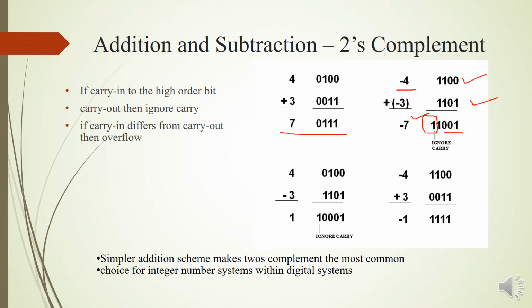Similar operations are shown here. 4 minus 3: 4 is a positive number represented as it is. Minus 3 is a negative number represented using the 2's complement representation. Adding them, we are going to get the carry. Neglect the carry, and whatever the result, that will be the final. Now minus 4 plus 3. Minus 4 is a negative number, plus 3 is a positive number. Add them. The number we get is 1111. It is the 2's complement representation for minus 1.